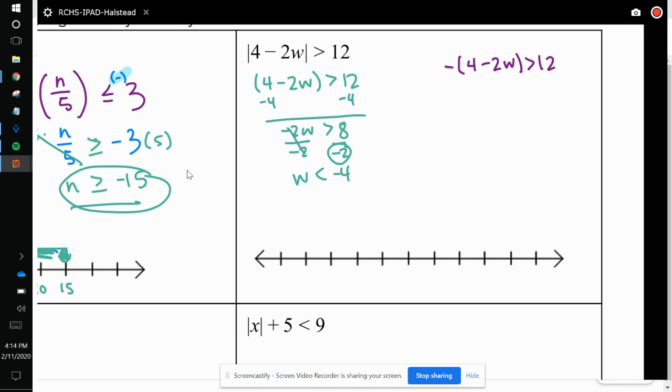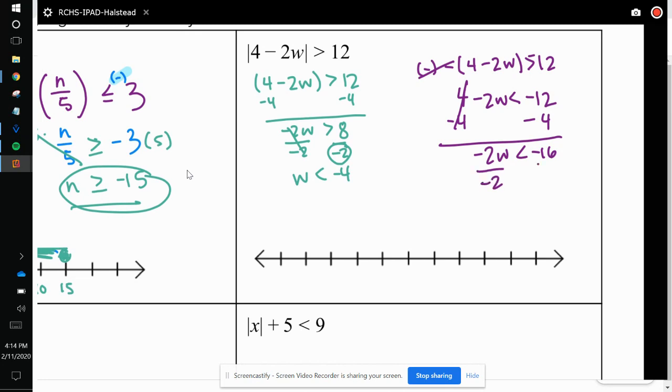All right, up next, I'm going to multiply by a negative, which gives me 4 minus 2w is less than negative 12. Flips the sign. Subtract 4. So I get negative 2w is less than negative 16. Do I flip the sign? No, because you're not multiplying, you're adding or subtracting. Then I'm going to divide by negative 2. I'm dividing by a negative, so I switch the sign back.